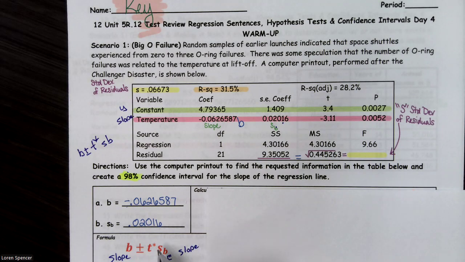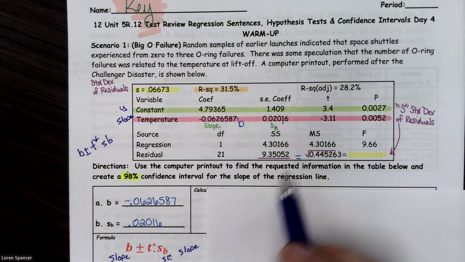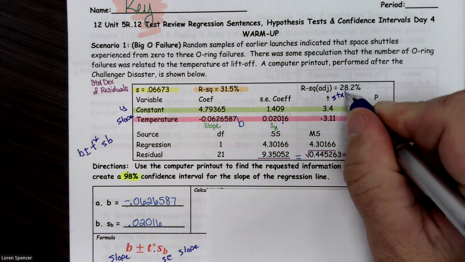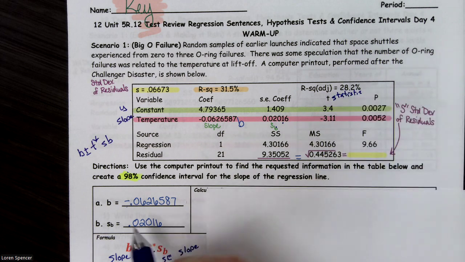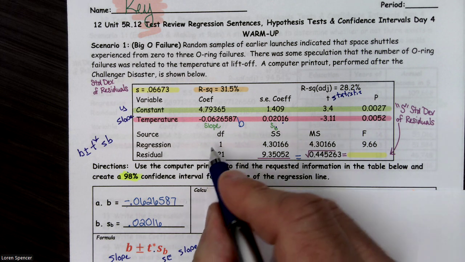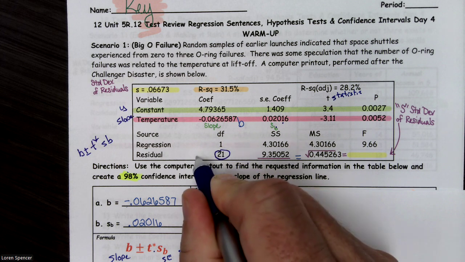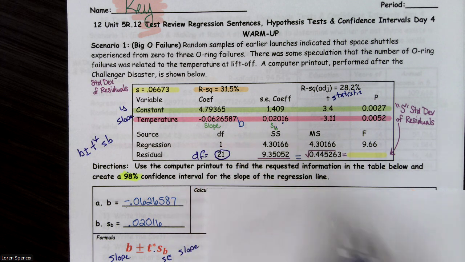Now, please be careful. This is T star. That is not the same as this. This is a T statistic. We do not use that value here. We need to use T star, and we'll actually have to calculate T star. So the one other thing that I'm going to need is my degrees of freedom. And my degrees of freedom is right here at 21. We'll need that.